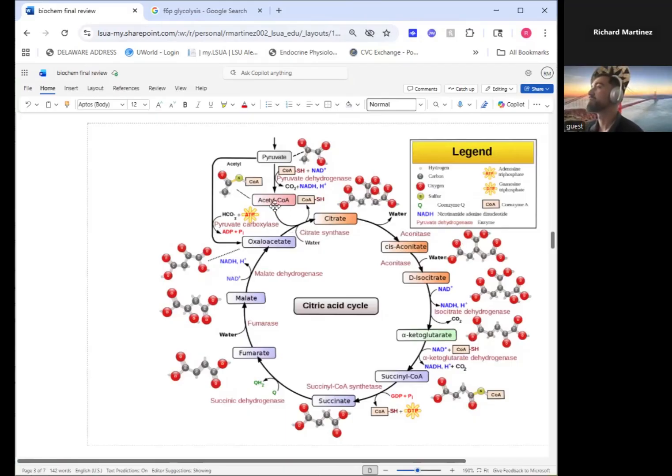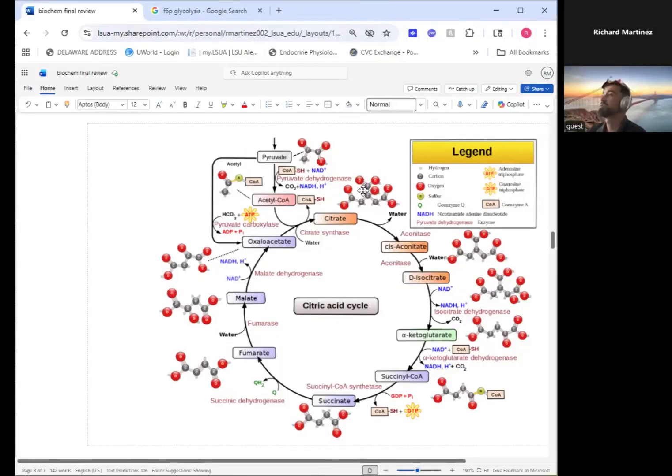We grab the two carbons from the acetyl group because acetyl's got two carbons. That's a six carbon group. Six carbons, six carbons, six carbons, five carbons, four, four, four, four, four. And it starts over. Six carbons, five, four, four, four, four, four. So as long as we're following the carbons, we know that we're losing a carbon.